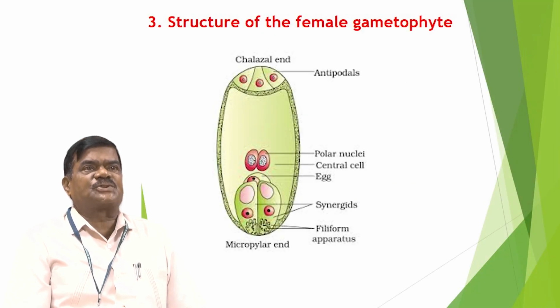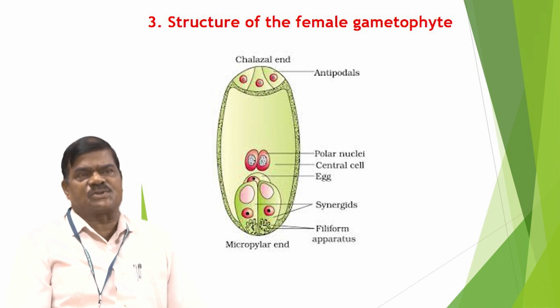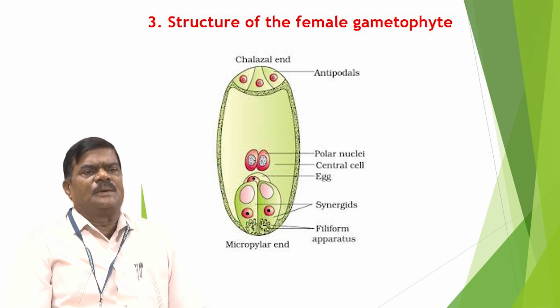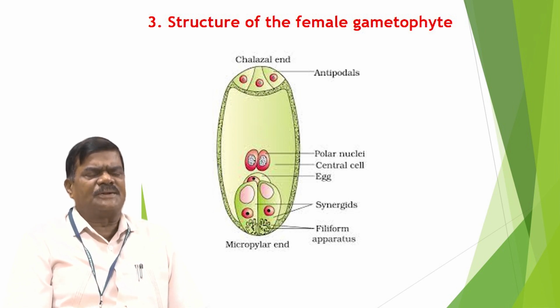Third one, the structure of the female gametophyte. The female gametophyte, we also call it the embryo sac. The embryo sac is a 7-celled, 8-nucleate structure. Now, there are 8 nuclei present. Out of these 8, 3 nuclei move towards the micropylar side, and another 3 nuclei move towards the chalazal side. The 3 nuclei which move towards the micropylar side develop into the egg apparatus, and the other 3 nuclei moving towards the chalazal side develop into antipodal cells.